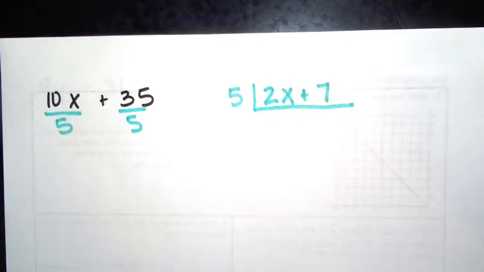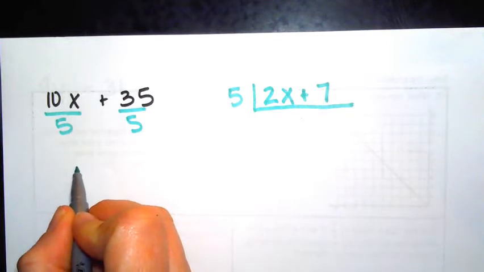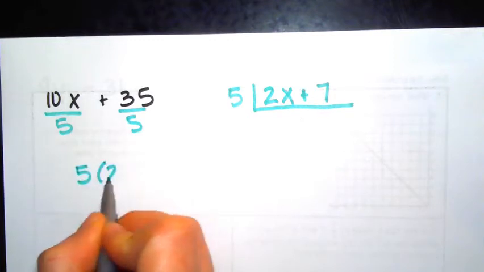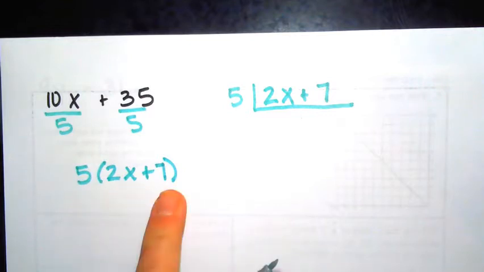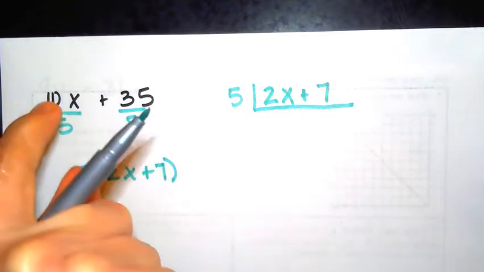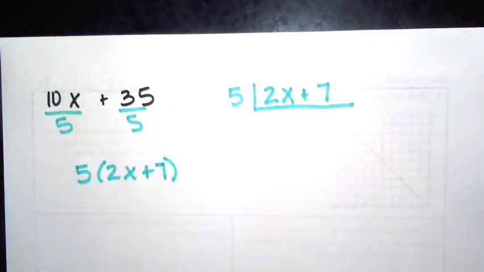So done. My final answer in factored form for this is 5 times the quantity of 2x plus 7. That is equivalent. It's the same thing as 10x plus 35. It's just written in a different way. We kind of undid what we used to do with the distributive property, and I'm going to show you.